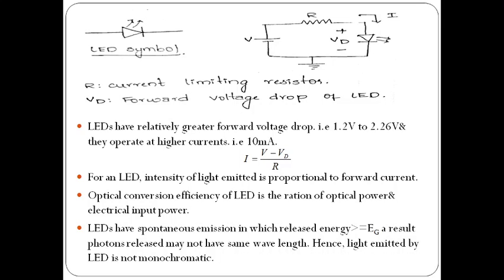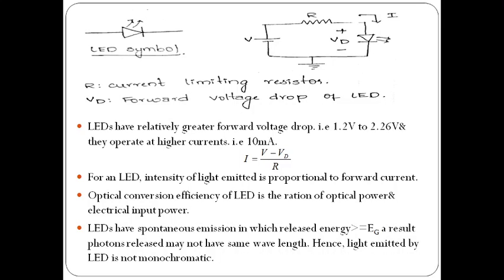These LEDs are converting the electrical signal into light. So from that we can say the optical conversion efficiency of an LED is nothing but the ratio of optical power to the electrical input power. It is the ratio of optical power to the electrical input power.